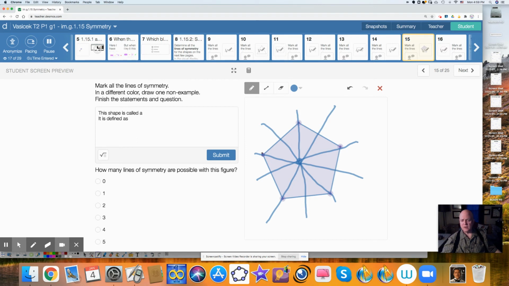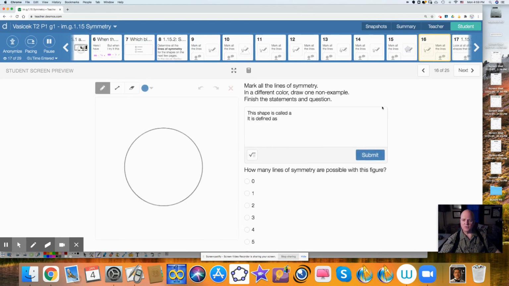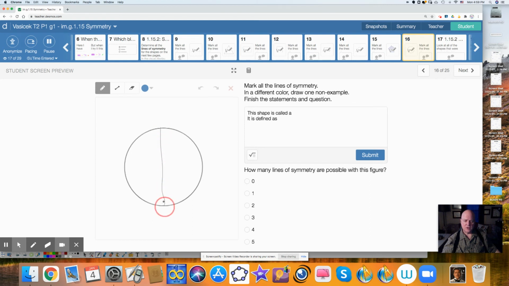You would go from the vertex to the vertex and the midpoint of the side to the midpoint of the side. Here, since there's odd, I'm going to go from a vertex to a midpoint of the side. That would be true for any of these. Circle, this has an infinite number. Now my center is not exactly the center, but you can see they're all going to be at the center. This is infinite.